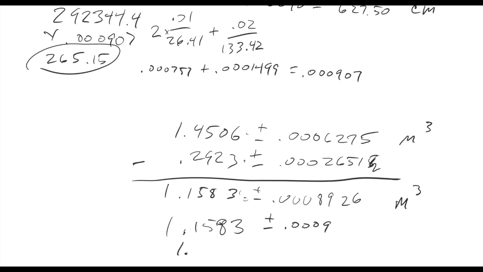Let me rewrite that so that it's legible. So for our practice problem here, that is my correct answer with the correct amount of error, 1.1583 plus or minus 0.0009 meters cubed. Again, I could change that to centimeters cubed if I want. I would have 1,158,300 plus or minus 900 centimeters cubed.